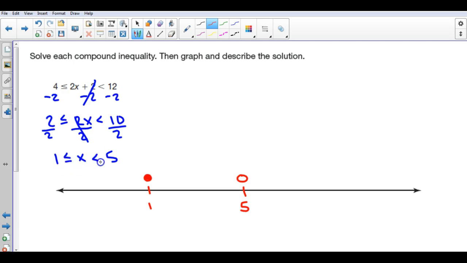Now what I'm going to do is break apart this compact inequality. I know that since this says 1 is less than or equal to x, I could also write that as x is greater than or equal to 1. And it also says x is less than 5, and I'm going to write that down below it.